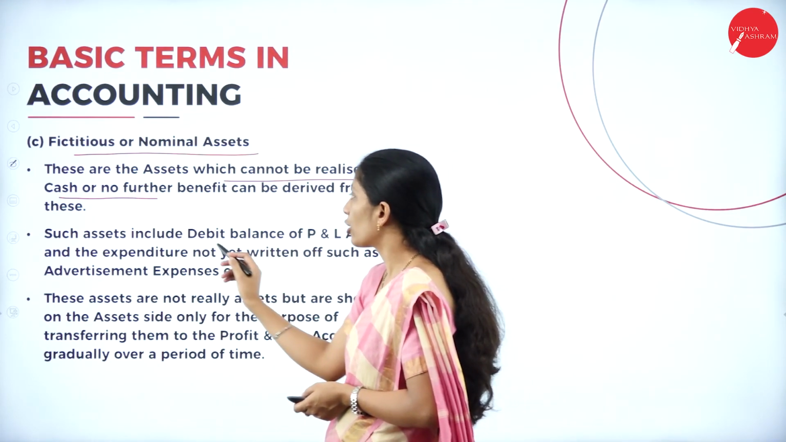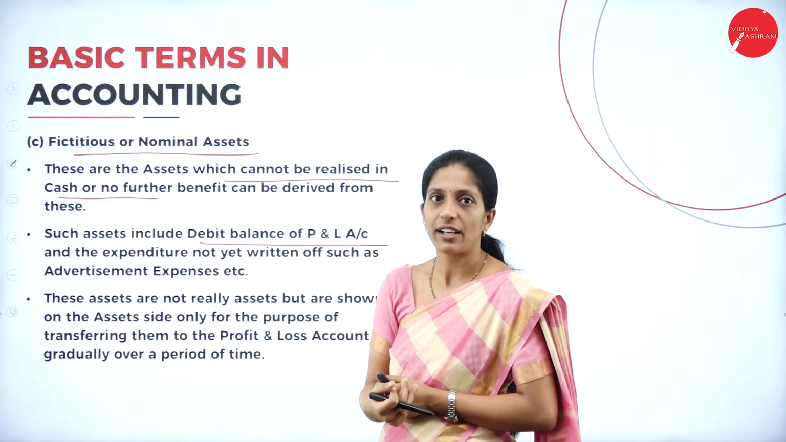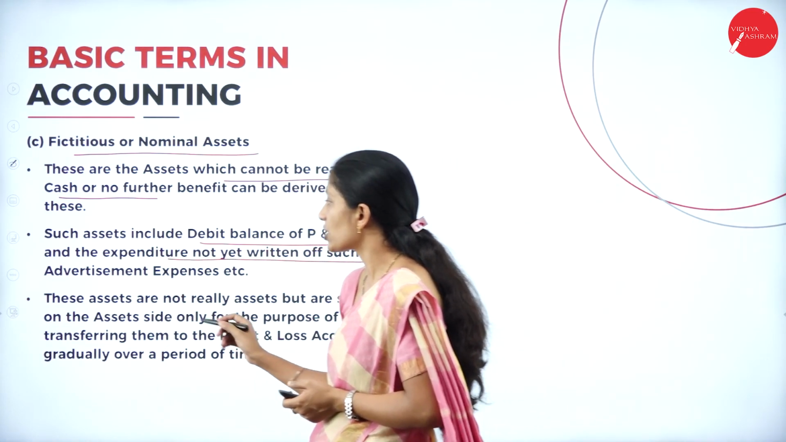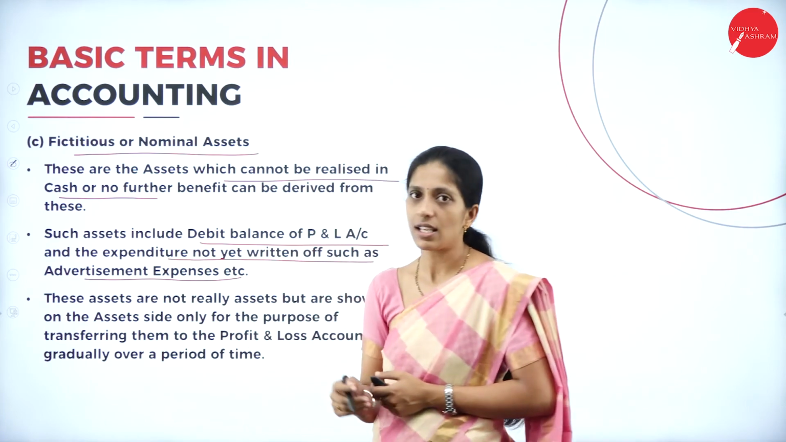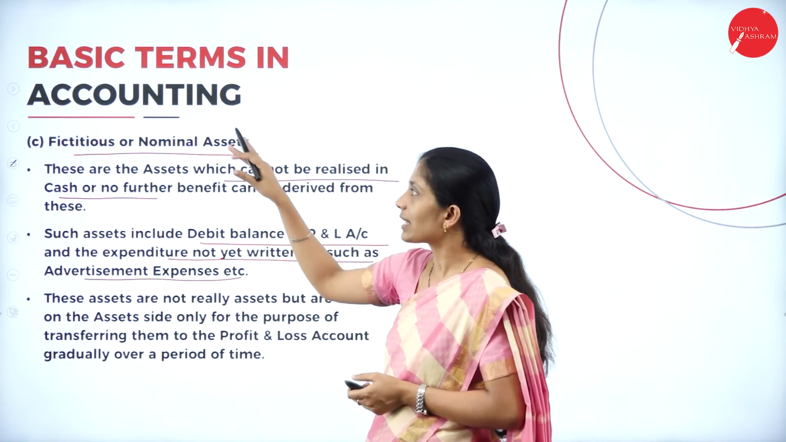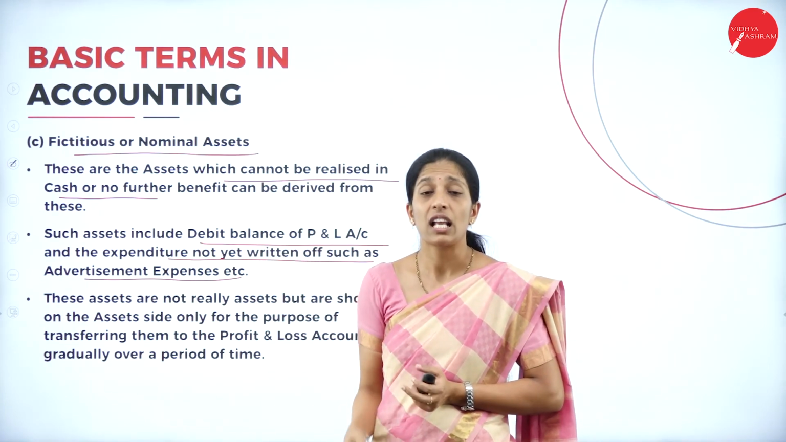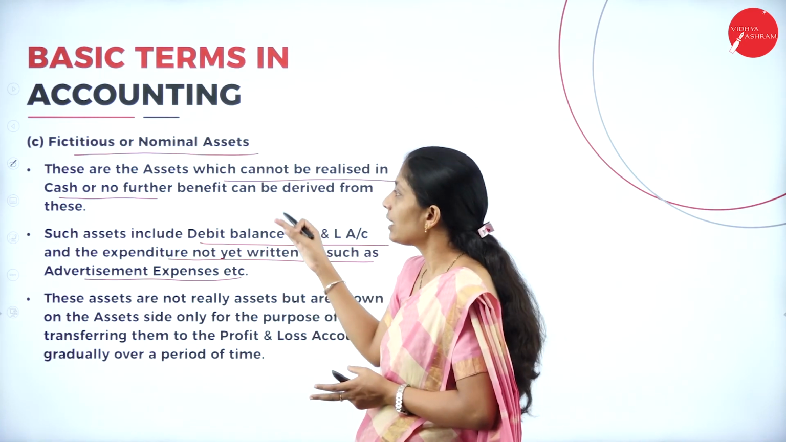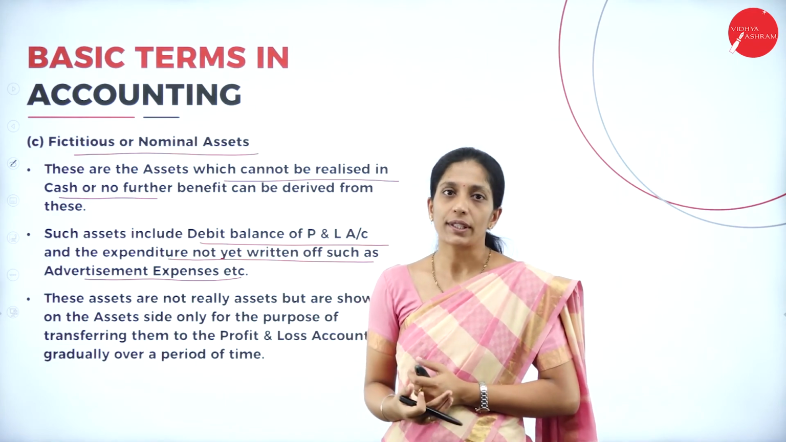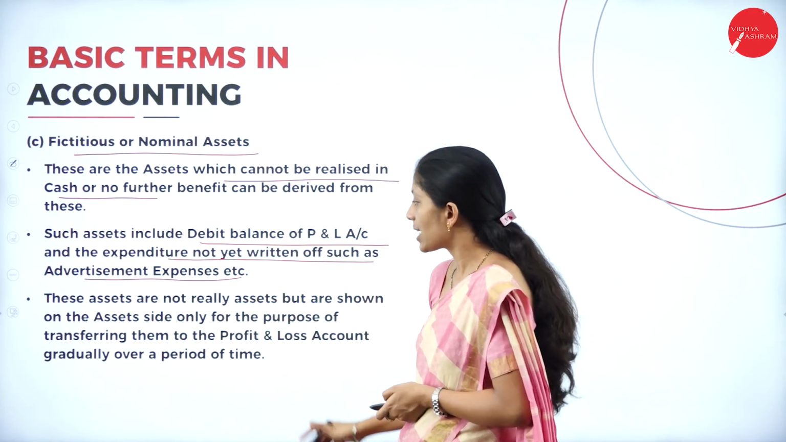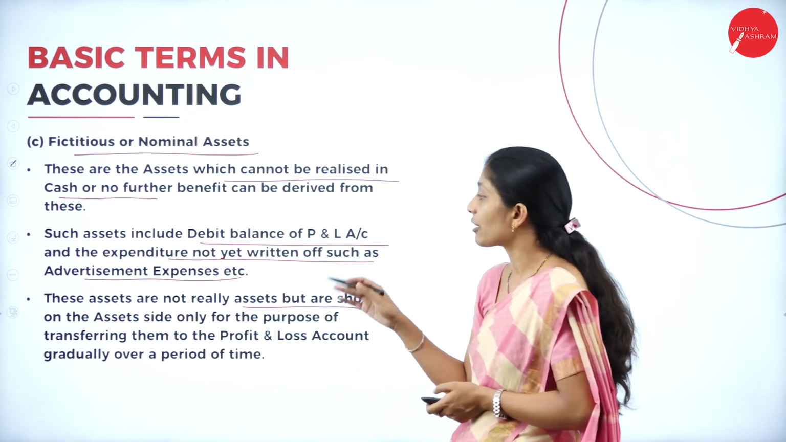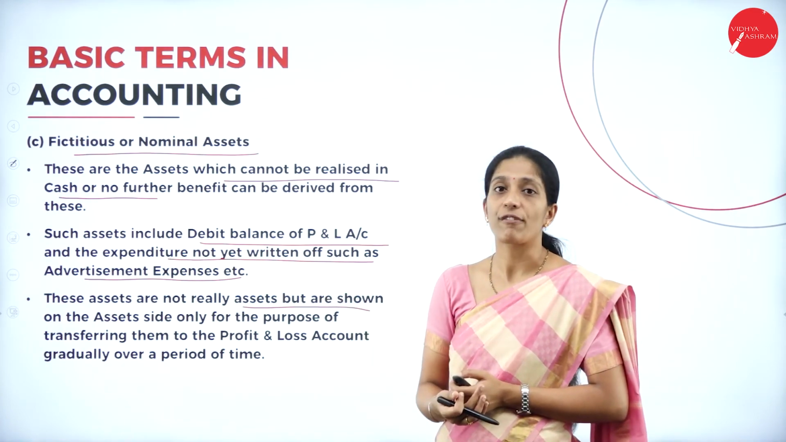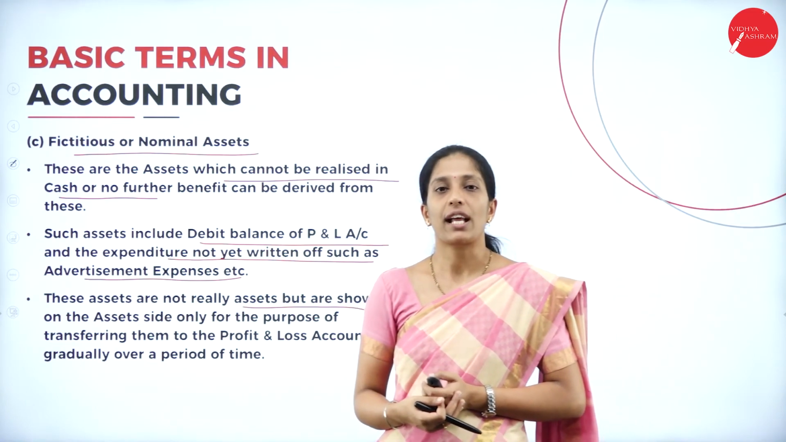Such assets include the debit balance of profit and loss account and expenditure not yet written off, such as advertisement expenses, etc. These are examples of nominal assets where we can't expect the benefit in the future and it cannot be converted into cash also. These assets are not really assets but are shown on the asset side of the balance sheet for the purpose of transferring them to profit and loss account.